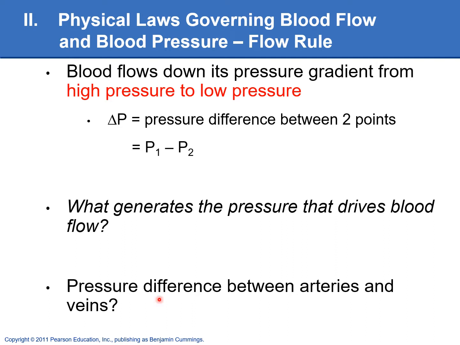And then the pressure difference between the arteries and the veins. The arteries have much higher pressure because they're right next to the ventricles. And then the veins are much further away from the ventricles, so by the time the blood reaches the veins, the pressure has really dropped. So the arteries have high pressure and the veins have low pressure. So that's why the blood flows from the arteries towards the veins.